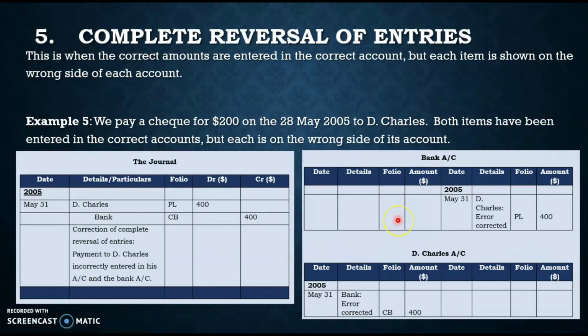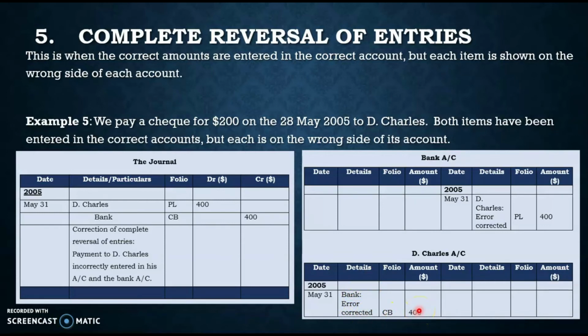So here is our account. So in the bank account, you will find on the credit side, D. Charles, error corrected, purchase ledger 400. And then we have D. Charles account, which should be in the purchase ledger. You will have a debit entry with bank, error corrected, cash book, $400.